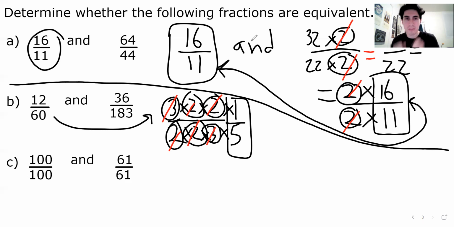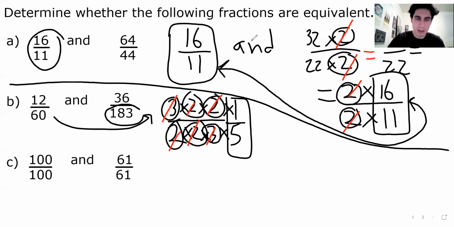Now, can we get 1 over 5 from 36 over 183? Well, there's a long way and a short way to do this. I want you to try and do the long way on your own, but I'm going to show you the short way because I know that's what you really want. Let's think about this, okay? Really critical thinking here. We're not just going to waste time going through things willy-nilly.